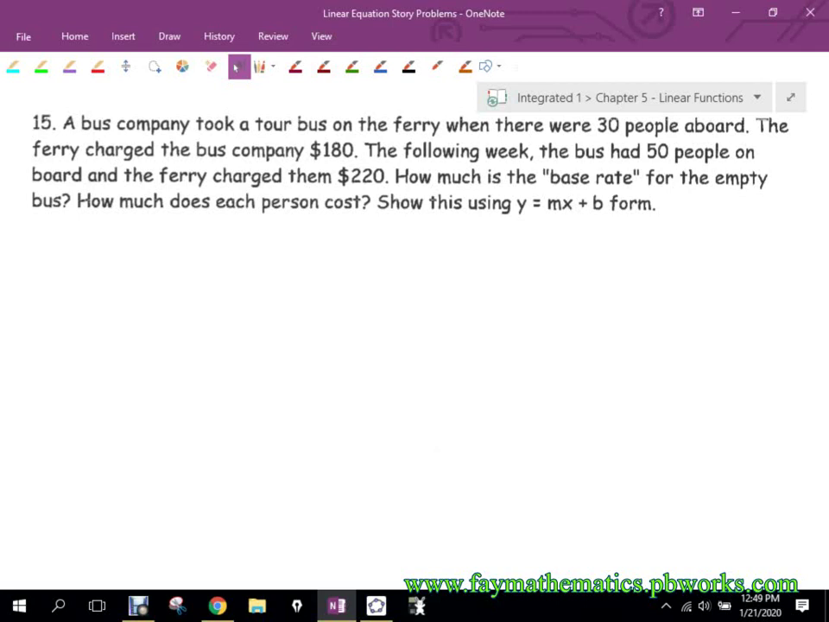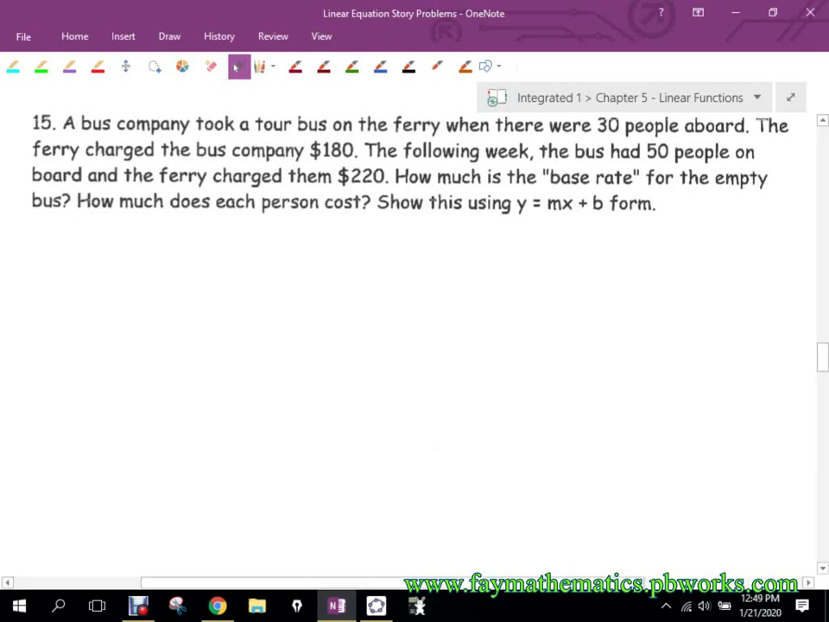So an empty bus would be how many people? Zero. So we're looking for the cost when we have 0 people. If you have 0 as your input value or your X value, then the output or your Y value would be called our Y-intercept, right? So when they say base rate here for an empty bus, they're saying essentially, what is the Y-intercept of this equation? All right, so we want to figure that out.